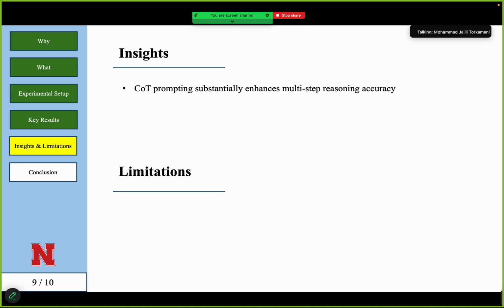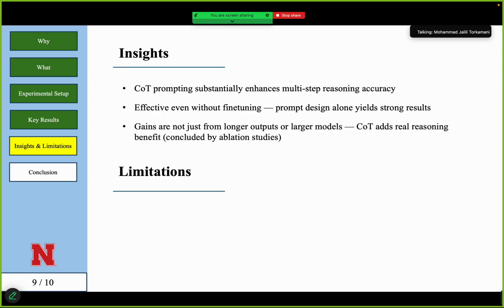So regarding the insights that we get from this paper, first of all, we showed that chain of thought substantially enhances multi-step reasoning accuracy, and it shows that to get good accuracy, we don't necessarily need to fine-tune the model. We can just use some prompt engineering. And another insight is that the gains and benefits of this methodology are not limited to just longer outputs or larger models. As we saw in the previous diagrams, chain of thought is still better when the number of parameters is less than 100 billion.